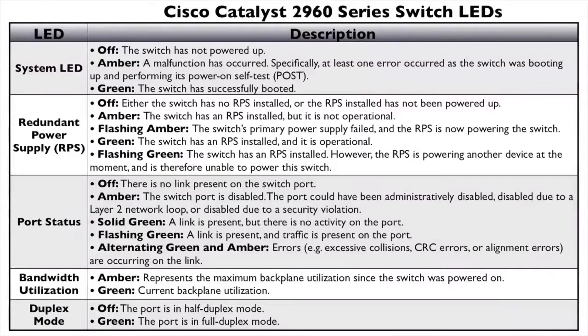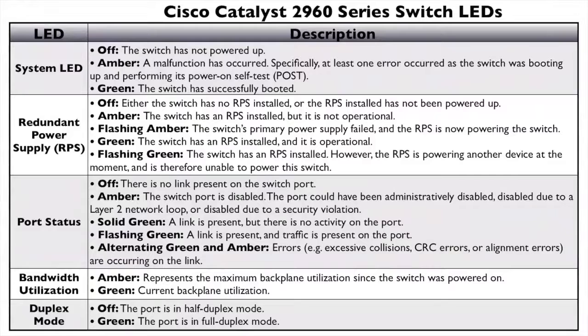Some switches can support a redundant power supply, a power supply that can take over if the primary power supply fails. If the RPS LED is off, then that means maybe that the switch doesn't even have an RPS installed, or maybe it's installed but it's not been powered up. If the RPS light is amber, that means that an RPS is installed, but it's not currently operational. If it's flashing amber, that means the RPS is doing its job.